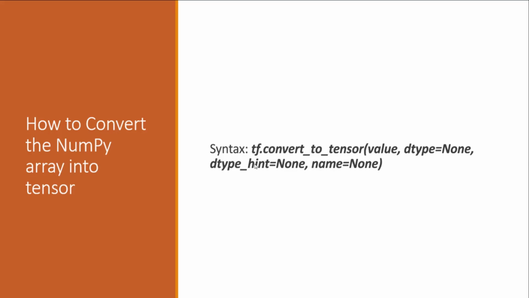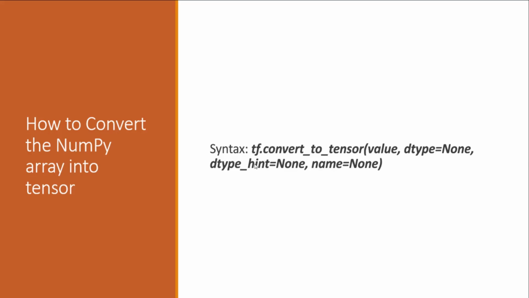Within this function, we are going to use a few parameters. The first one is value, the type of an object with the registered tensor conversion function. The next parameter is dtype. This parameter defines the returned tensor element type, and it is an optional parameter, and by default it takes a None value. If the type is not specified, the type is inferred from the value type.